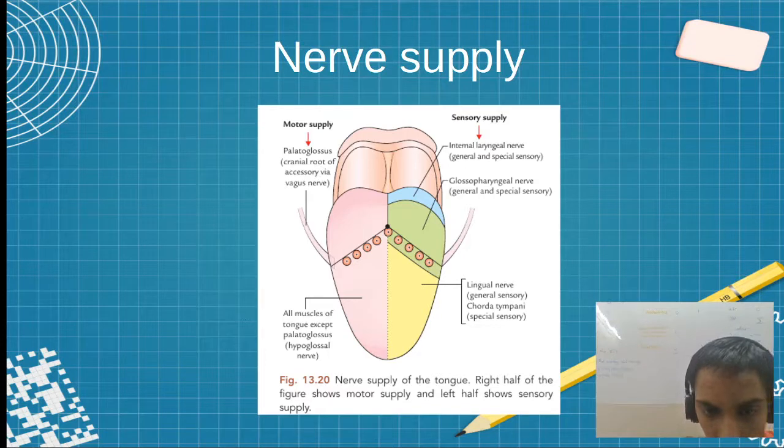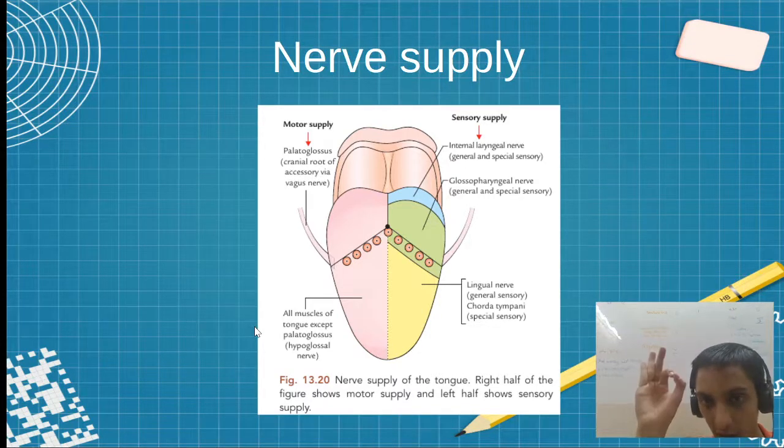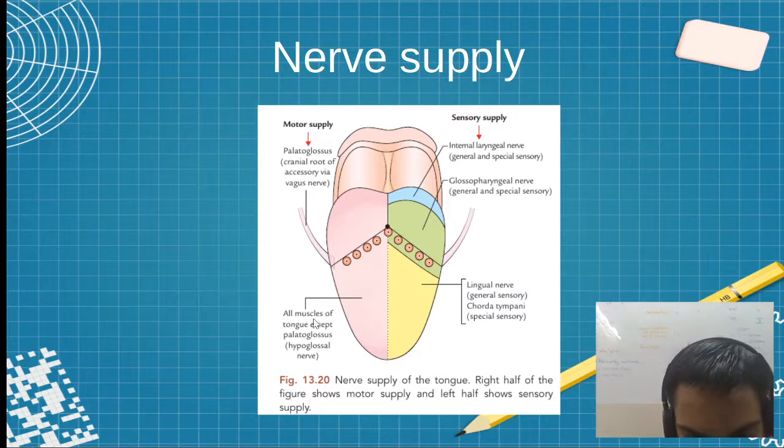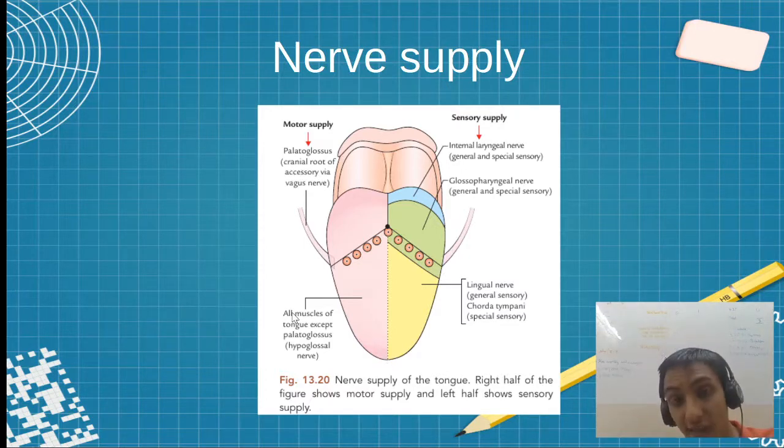Okay. And again, please, I'm telling you, when you're asked the exception for the nerve supply of the extrinsic muscles of tongue, I want you to answer palatoglossus. Why palatoglossus? You will be asked. That is pharyngeal plexus of vagus.